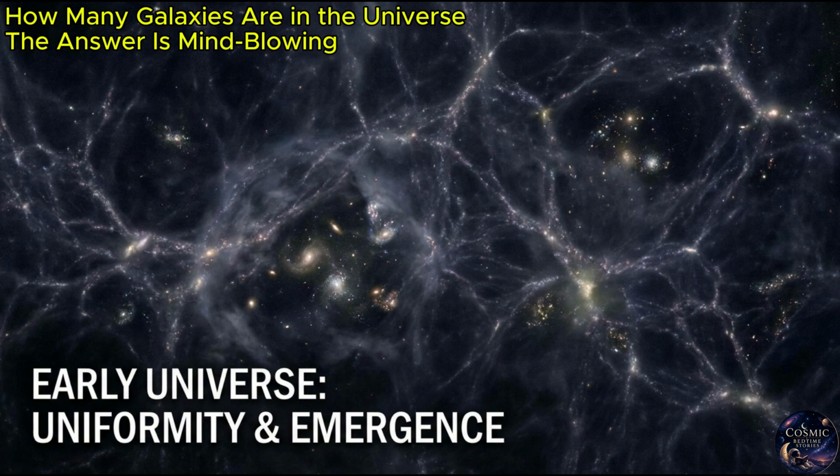The luminosity function used to describe the distribution of galaxy brightness is also not perfectly known at all distances. While it is well measured for nearby galaxies, it becomes increasingly uncertain for very distant and faint populations. Small changes in the assumed shape of this function can lead to large differences in the estimated total number of galaxies, especially when extrapolating to the faintest end of the spectrum.